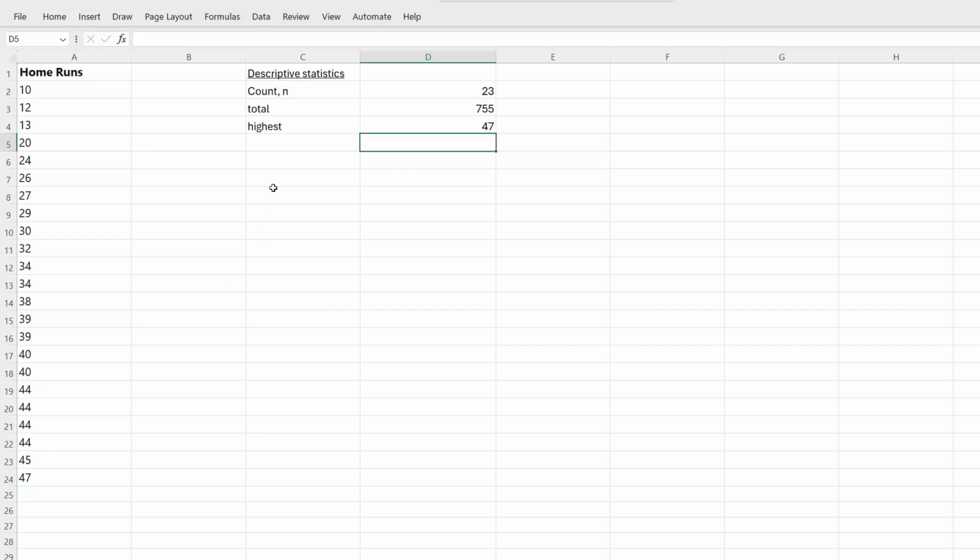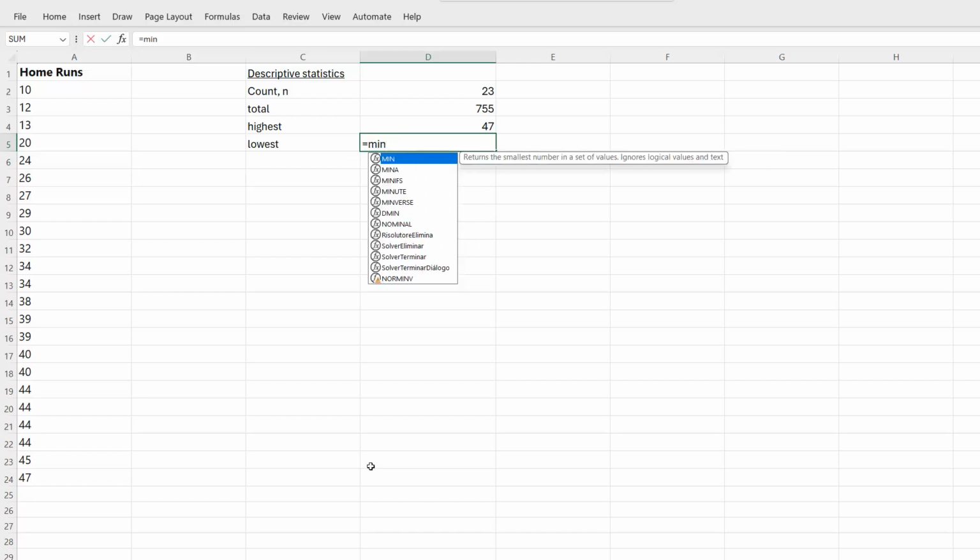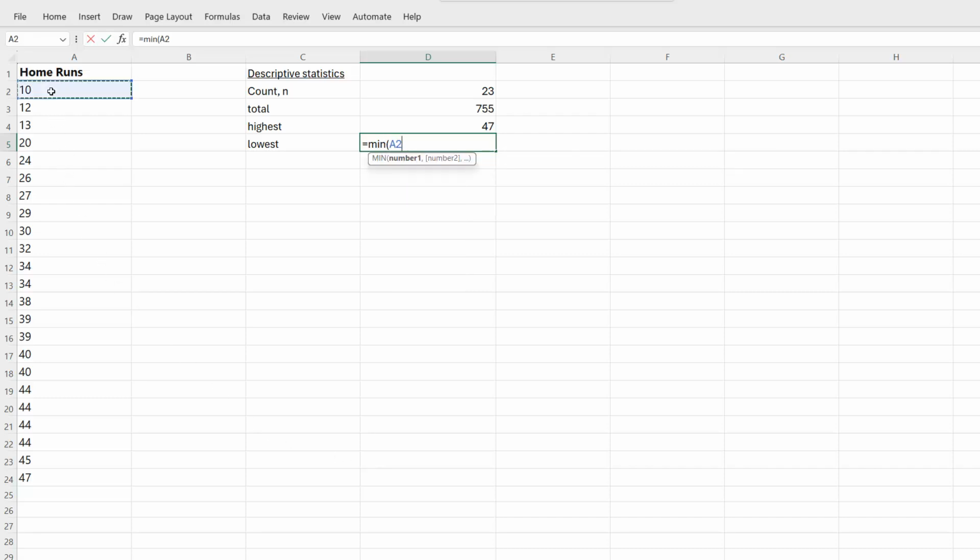What else can we get? Lowest. There's another function. Min. Min is lowest. This should be 10. It is. How about range? Range is the distance from the highest to the lowest.